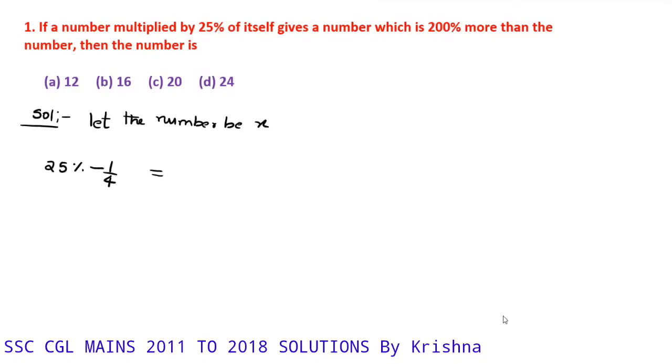So according to the question, number is multiplied by 25%, means 1 by 4 of itself, that is x, giving us 200% more, means 2 times of the number more than the number, that is x. So here x into x is x square by 4 is equals to 2x plus x is 3x. So here square and x gets cancelled. So the required number will be 4 into 3 is 12.